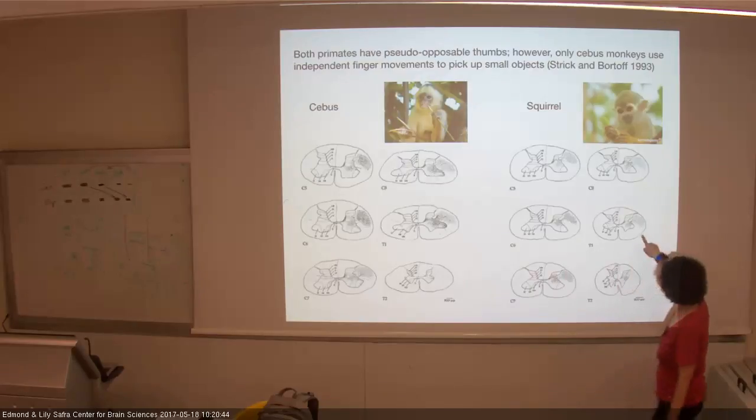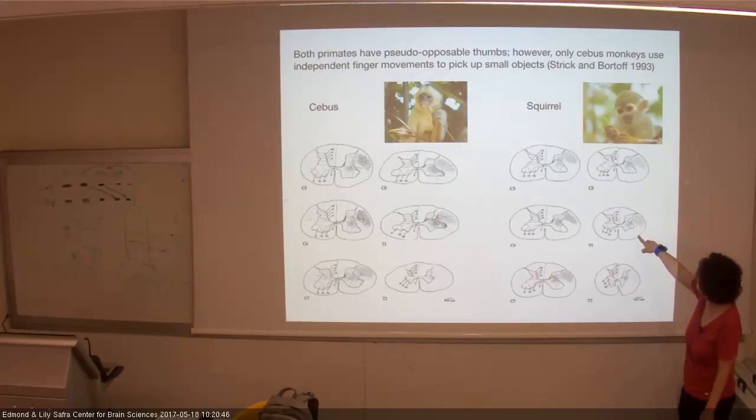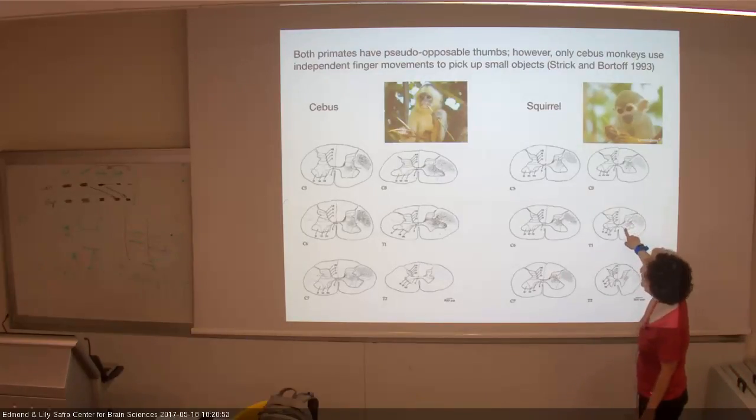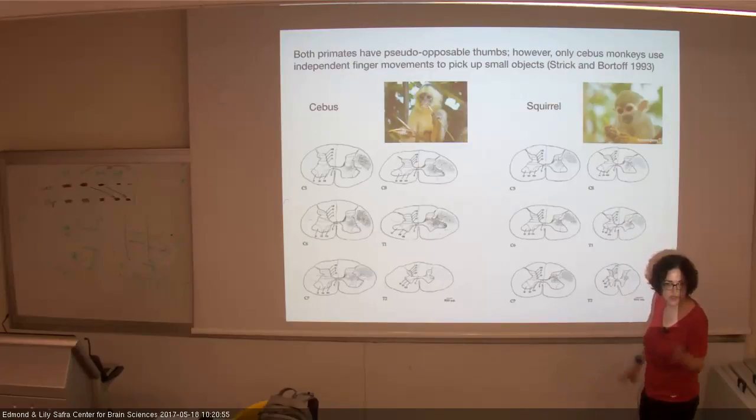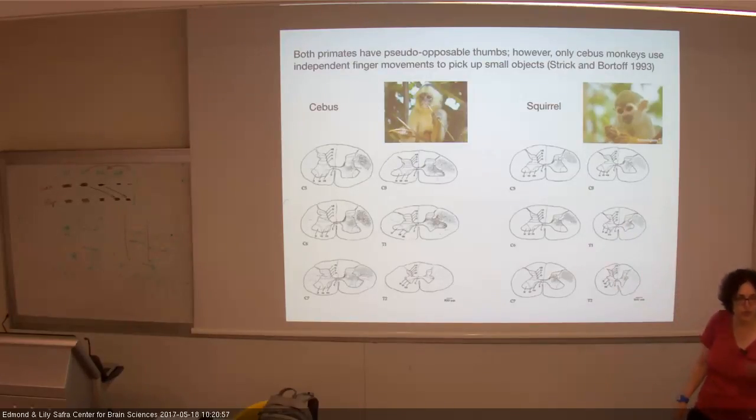And this is very different in the squirrel monkey. So you see this is T1 of the squirrel monkey. It's not exactly the same scale, but you see that there is hardly any termination in the motor neuron pools. So the number of cortical motor neurons is much smaller.